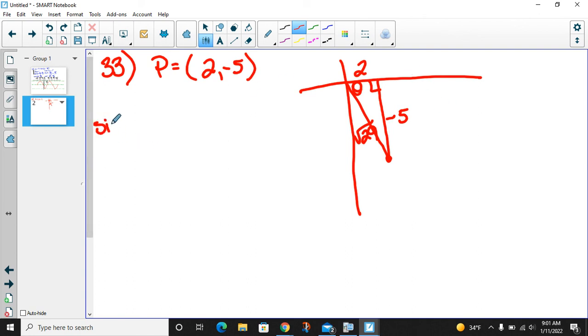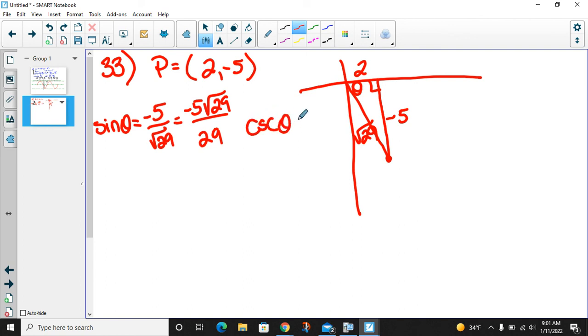So sine of theta is going to equal opposite over hypotenuse. So negative 5 over root 29, which of course rationalizes to negative 5 root 29 over 29. And then we can easily find our cosecant simply by flipping that. We want to flip the pre-rationalized version. It makes our life a lot easier.